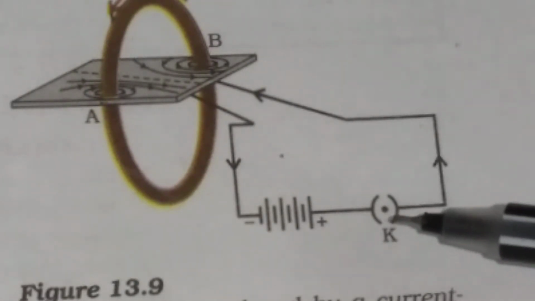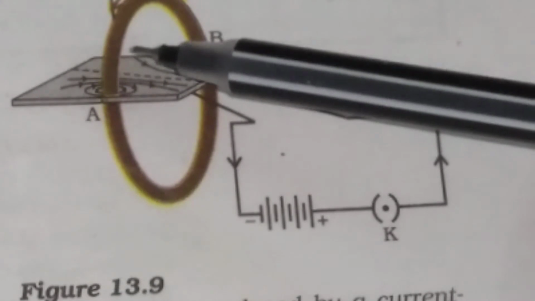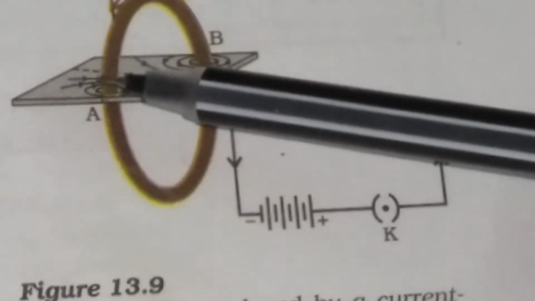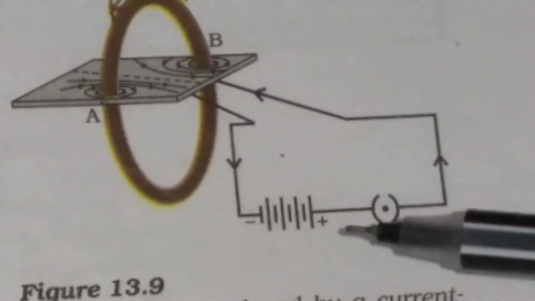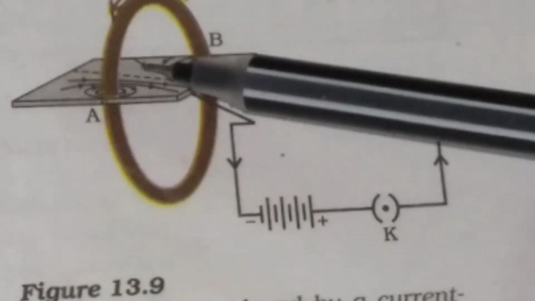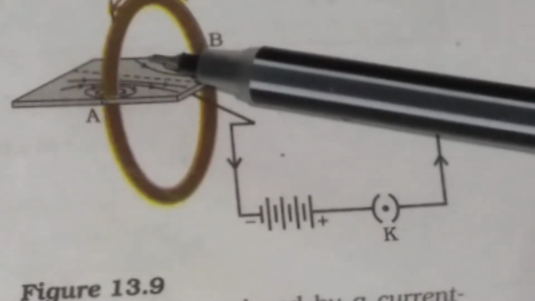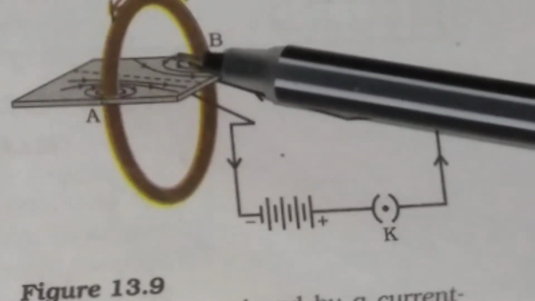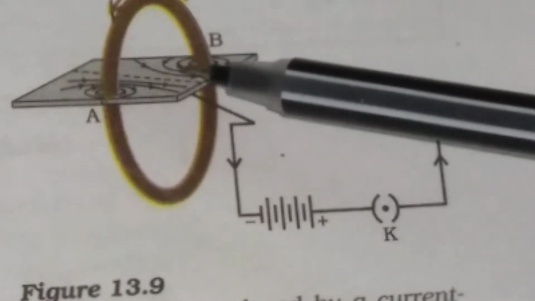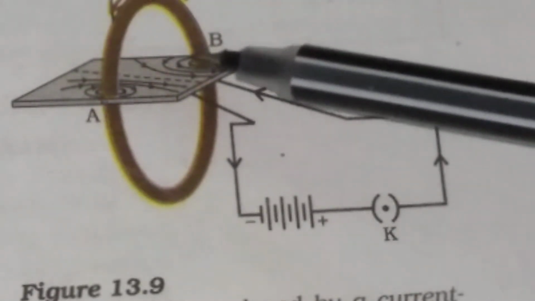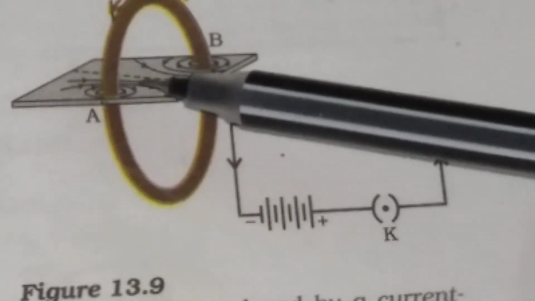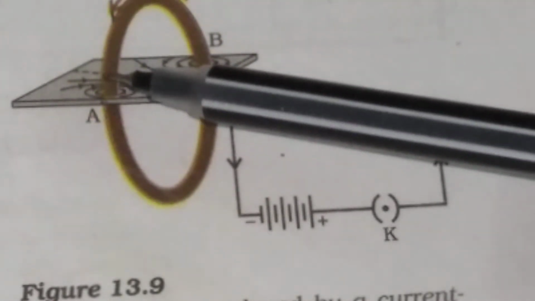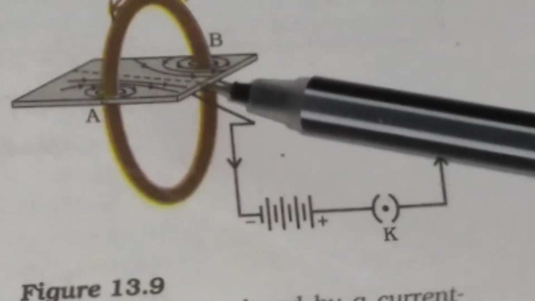Okay, then what you do? Make the switch on. When you make the switch on, you will see that the iron filings arrange in this circular pattern. You repeatedly switch on and switch off, so that you will get a very beautiful pattern of iron filings. The pattern looks like this. Here you will have circular iron filings, then the circle increases, then at the center the alignment of the iron filings will be straight.